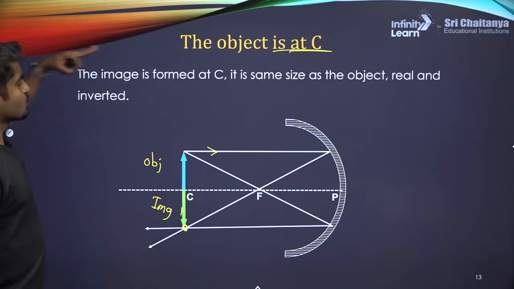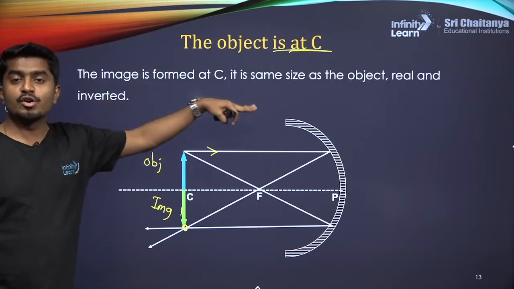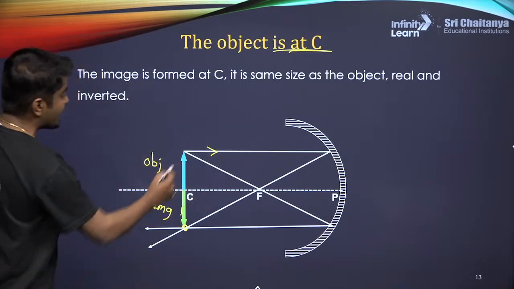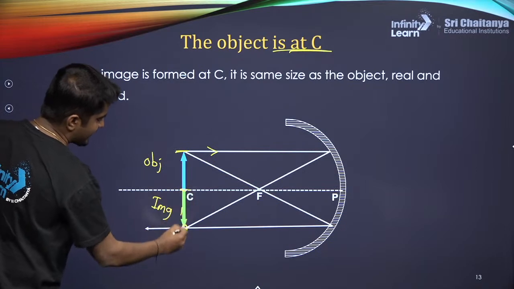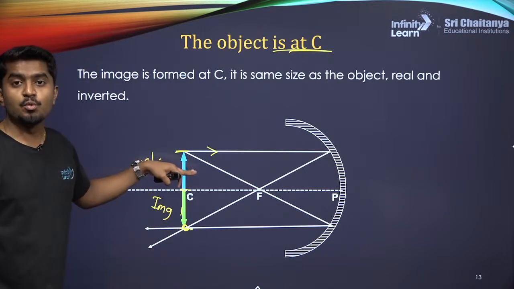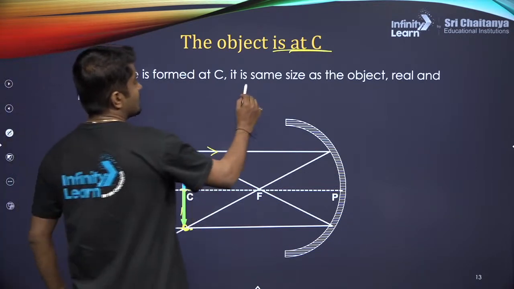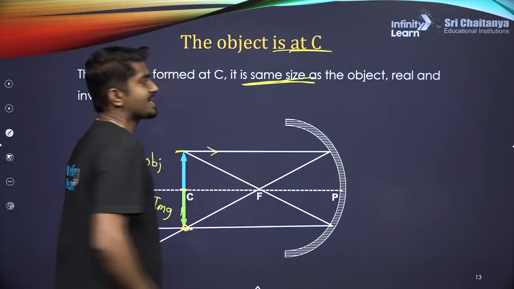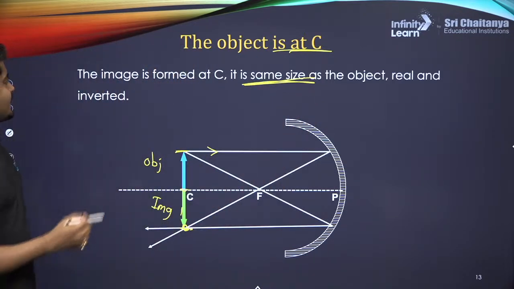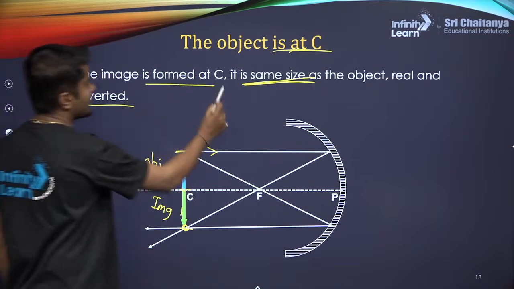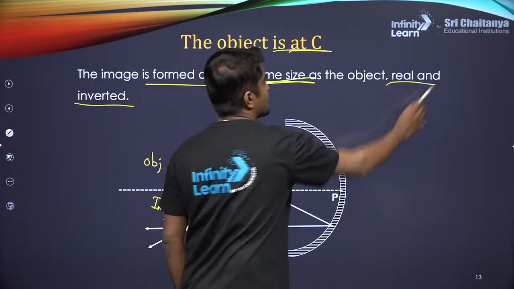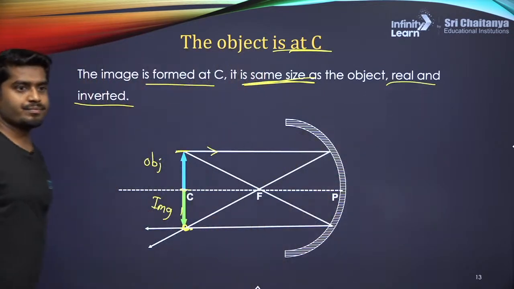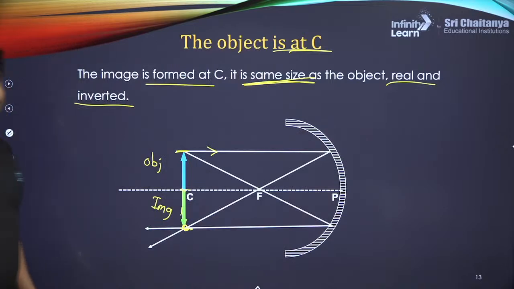Yeah. So this is the only point in front of the concave mirror where the height of the object and height of the image are equal. So the image is the same size as the object. It is again real and inverted, formed at C. These are the properties of the image. Clear? Everyone?